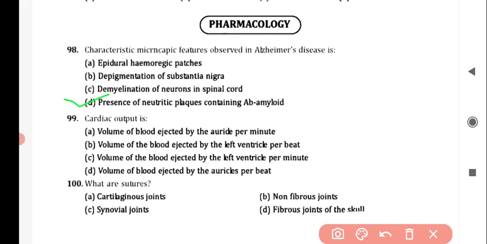Next question is cardiac output is, and the correct answer is option C, volume of the blood ejected by the left ventricle per minute. Next question is what are sutures? And the correct answer is option D, fibrous joints of the skull.